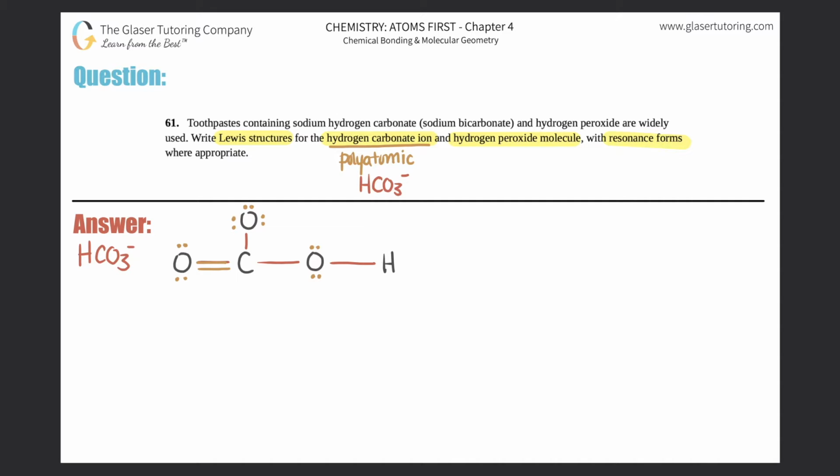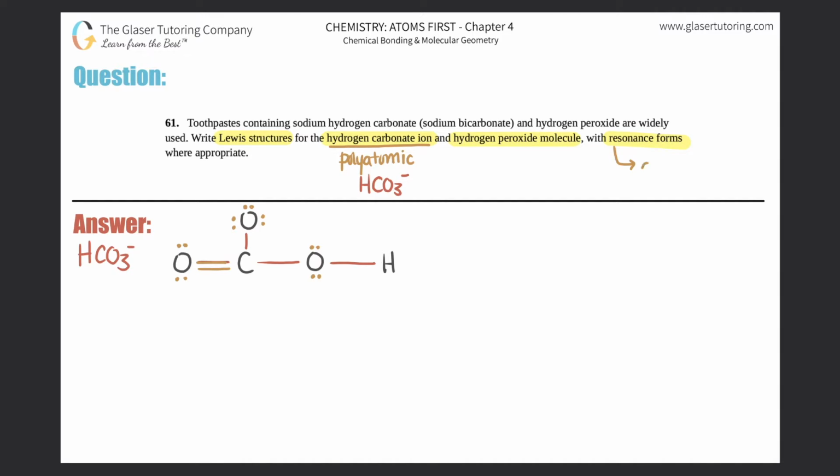Now, we have to draw the resonance. I see that I have an oxygen here that's bound to the carbon, but there's an oxygen here that's bound to the carbon, and an oxygen here that's bound to the carbon. So what says that I drew the double bond here, but I didn't draw the double bond here, right? I could have easily put the double bond at this position and left this as a single bond. And that's what resonance is all about.